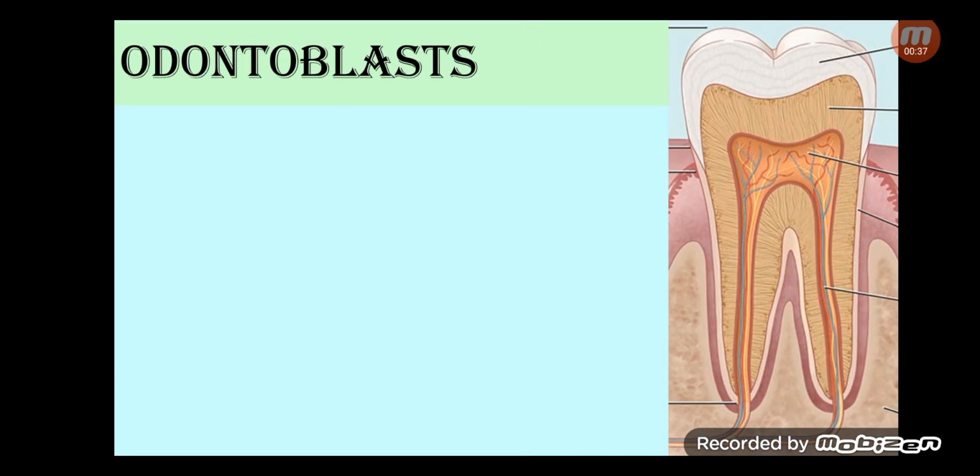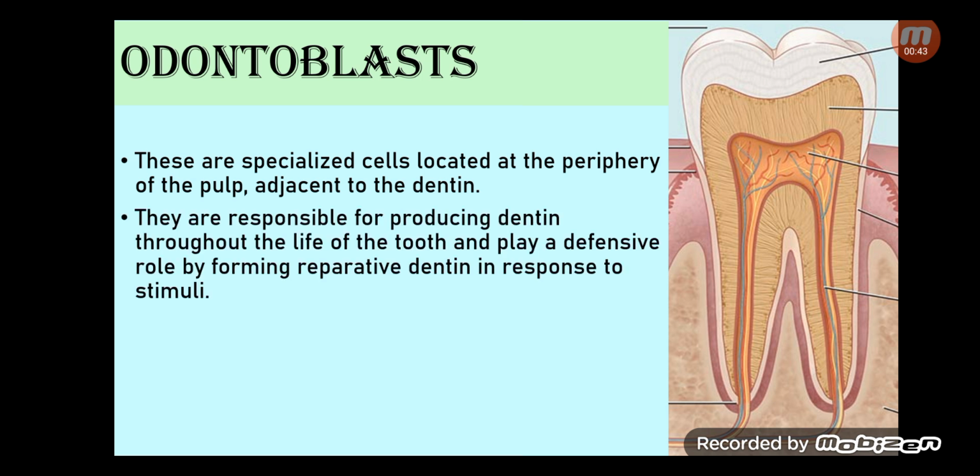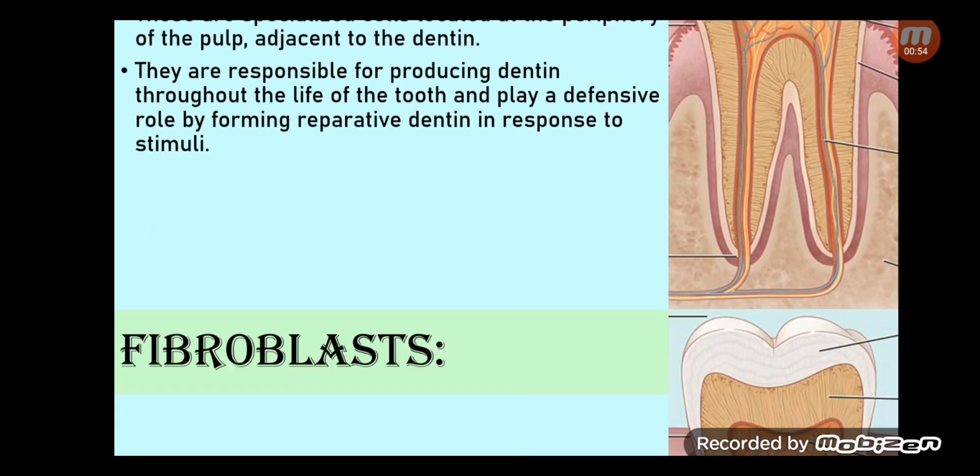So the first cellular component of the pulp is odontoblasts. They are specialized cells located at the periphery of the pulp adjacent to the dentine. They are responsible for producing dentine throughout the life of the tooth and play a defensive role by forming reparative dentine in response to stimuli.